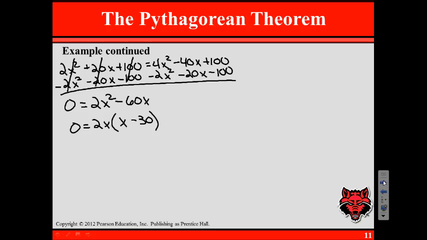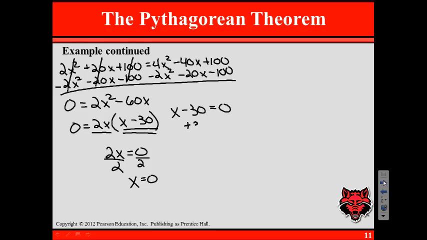Now that we have two factors set equal to 0, we use the zero factor property. We set up our two equations: 2x equals 0, divide by 2, we get x equals 0. That's a possible solution. We then also set x minus 30 equal to 0. Add 30 to both sides, and we are left with x equals 30. So the two possible solutions here are x equals 0 and x equals 30.